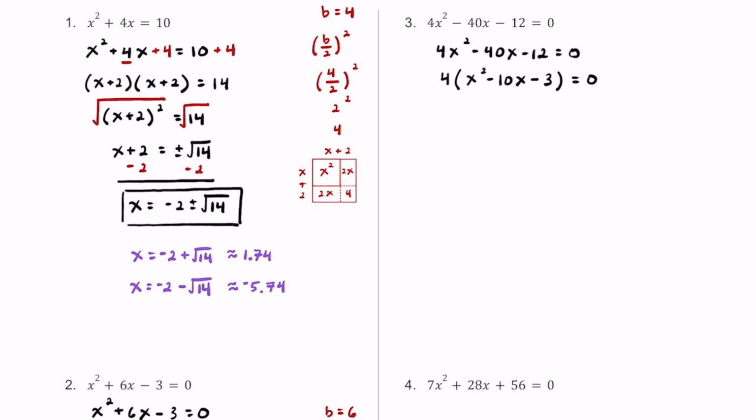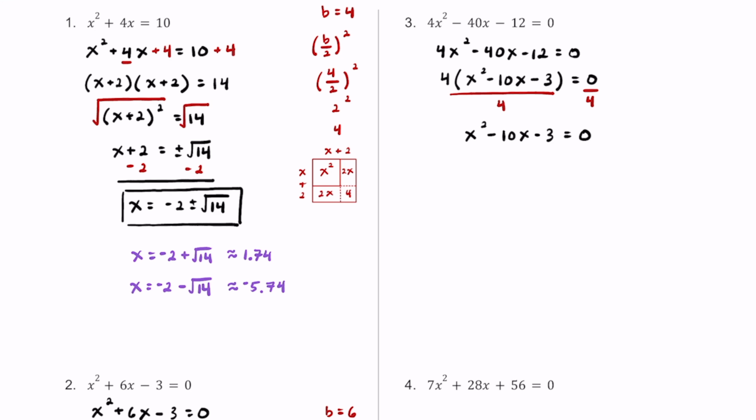Okay, now that gives us a leading coefficient for x to be 1, and since we're dealing with an equation, we can actually divide both sides of the equation by 4. And this is kind of nice because on the left side the 4's will cancel, and on the right side 0 divided by 4 is still 0. So this gives us an equation that's a little bit easier to work with. So we have x squared minus 10x minus 3 is equal to 0.